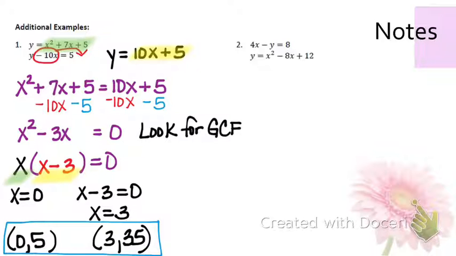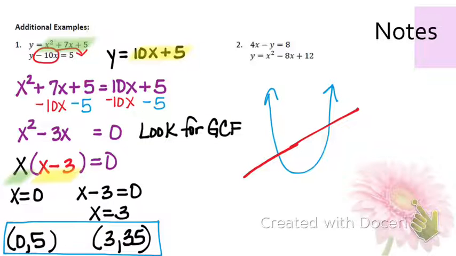So in this example, we have a parabola and we have a line. But this time, it actually crosses through at two places. It crosses at (0, 5), and it crosses again at (3, 35). So that's what that means. So there's two solutions, two different places where the line crosses through the parabola.